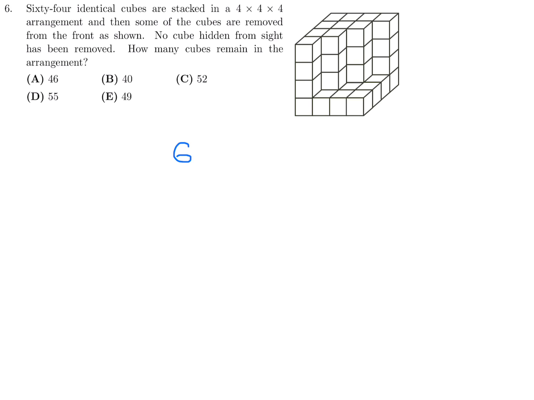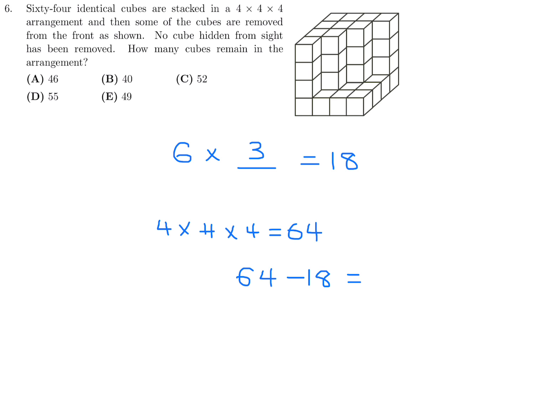So 6 times something. But the stacks each have 3 cubes, right? If you look, it will be like that, 1, 2, 3. So since each stack has 3 cubes, 6 times 3 is 18. That is the total number of cubes that have been removed. Now the total number of cubes in this entire 4x4x4 arrangement before anything was removed is 4x4x4, which is 64. So from 64, we removed 18. So how many are remaining? Well, 64 minus 18, which is 46. So number 6, the answer is A.